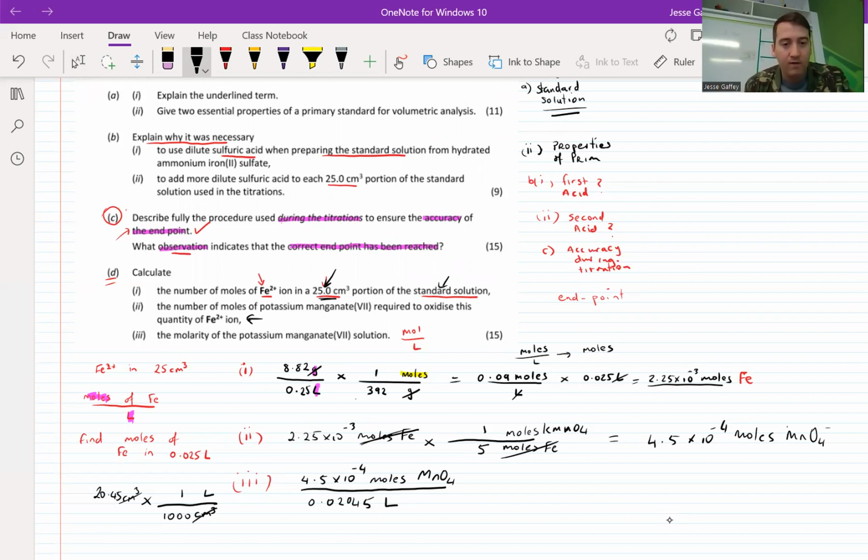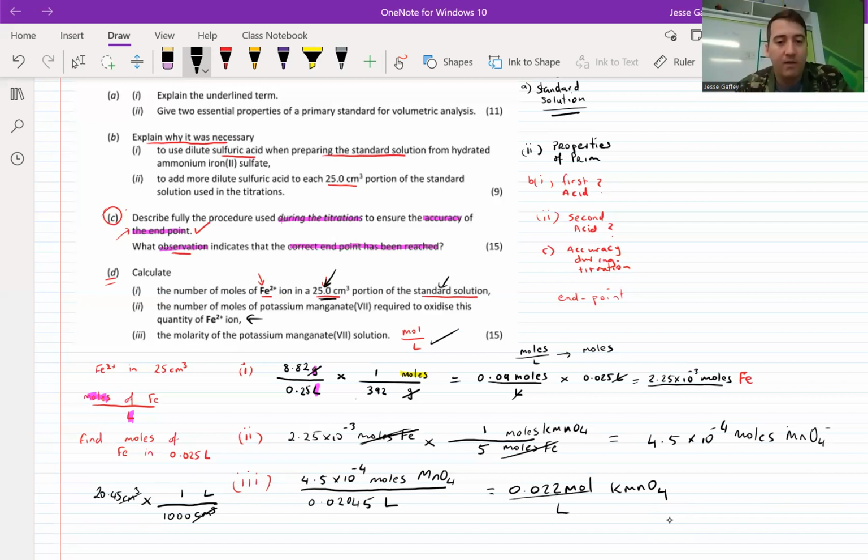0.02045. Okay, so now we're going to do this calculation. 4.5 by 10 to the minus 4 divided by 0.02045. And when we do that, the answer we're getting is 0.022 moles per liter, and that's KMnO4. And that is the final answer for part 3.